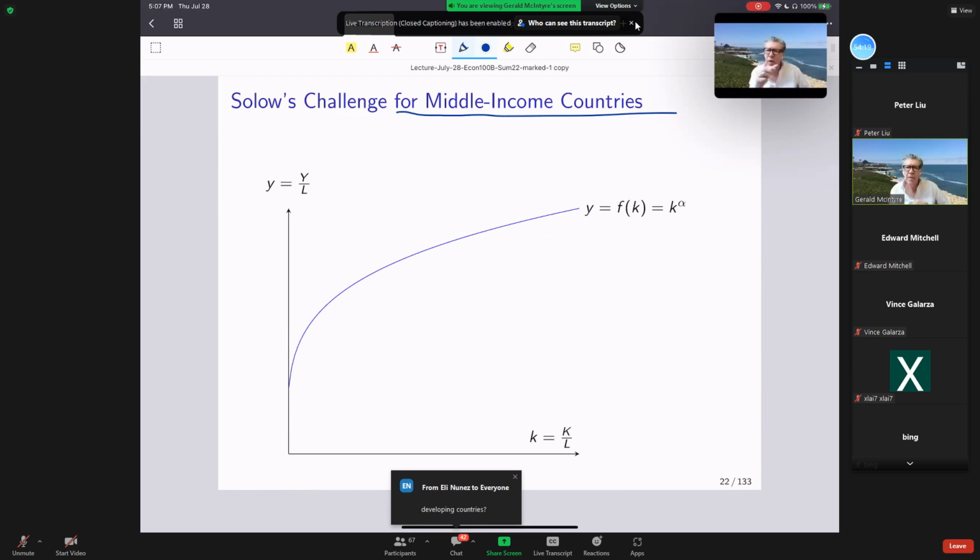Yeah, we referred to them on Tuesday, right? They're right around the world average. No, not near the peak. They're middle income countries. Remember, the rich countries were out here. The poor countries were out in here. The middle income countries are in the middle, in here. These are middle income countries.